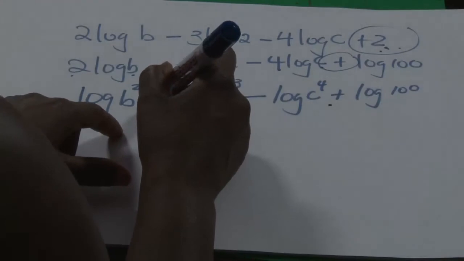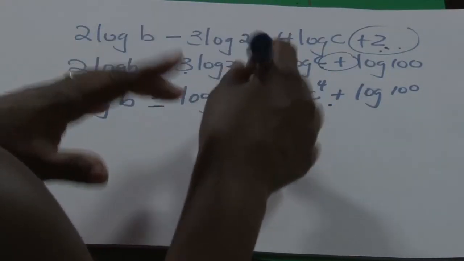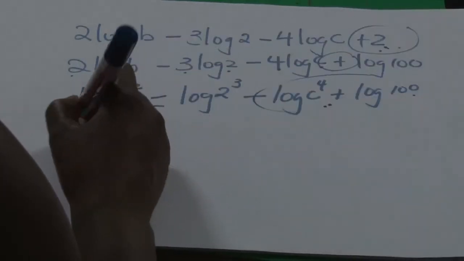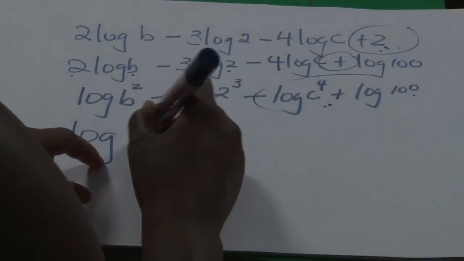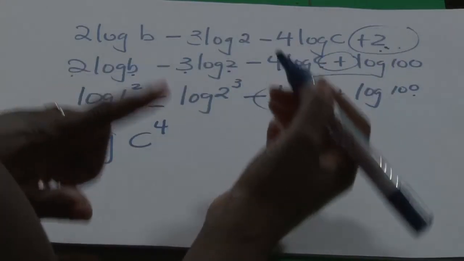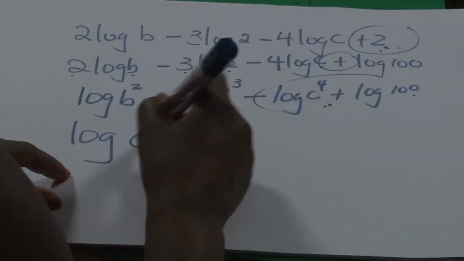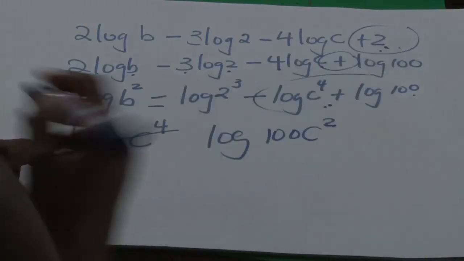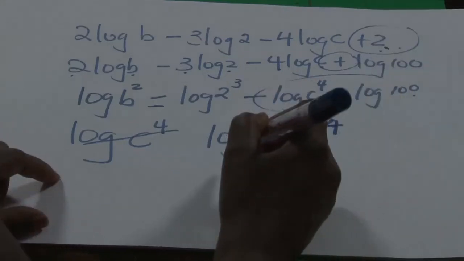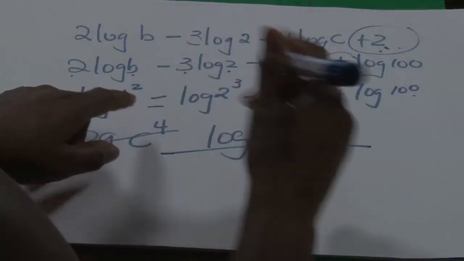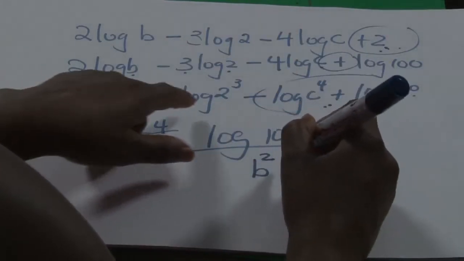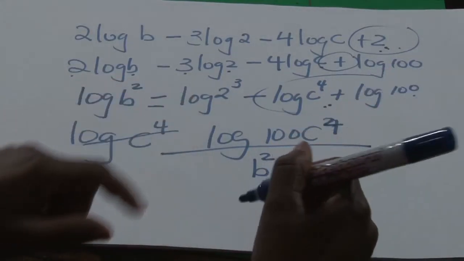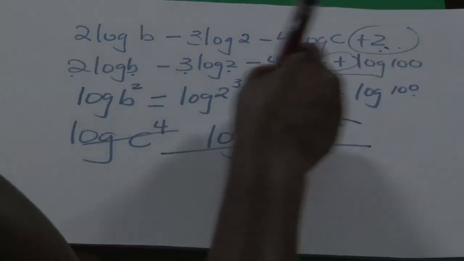Okay, you know this is subtraction, and when I was subtracting, it was once a division. So then I can start with this. That will be log c power 4. A plus was once a multiplication, so then I can write log 100 c power 4, and then over, this is a minus, b squared, and then times 2 power 3 for that. So then it's a single log.